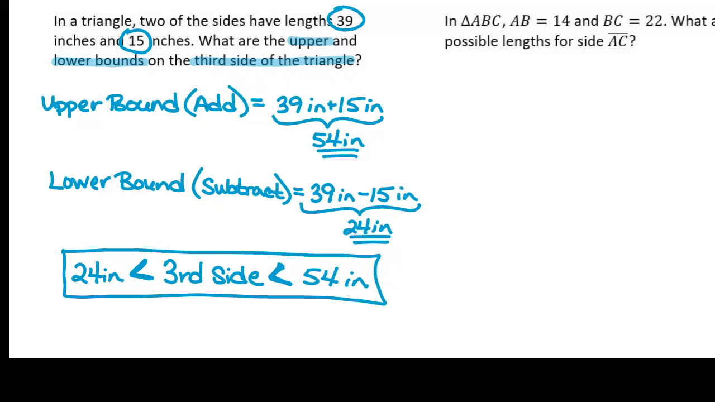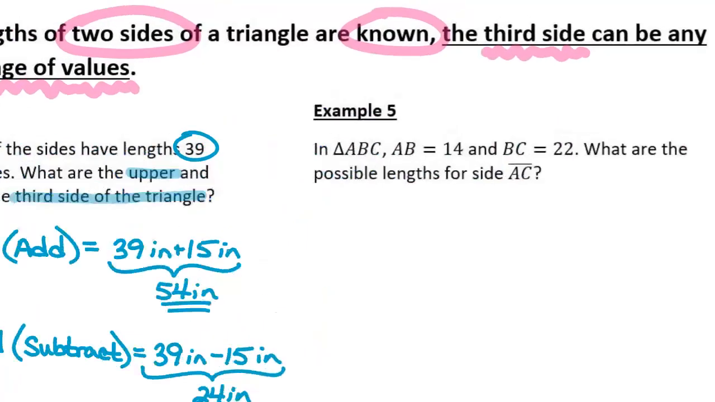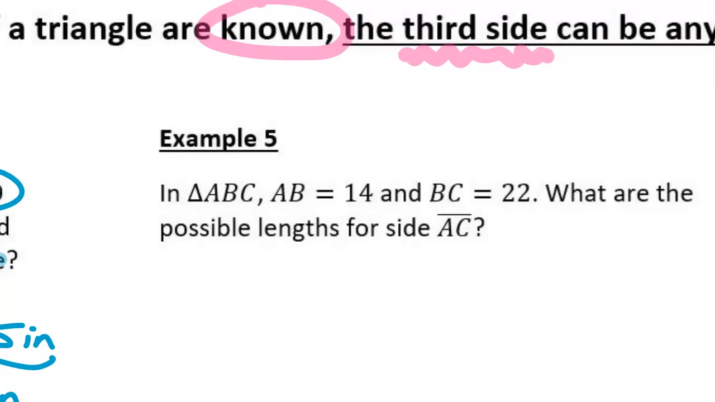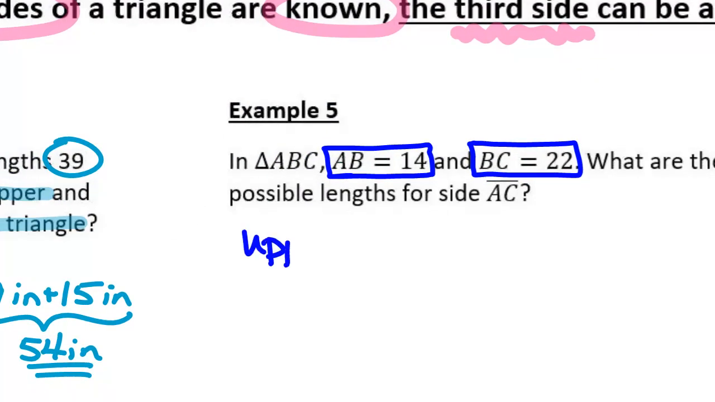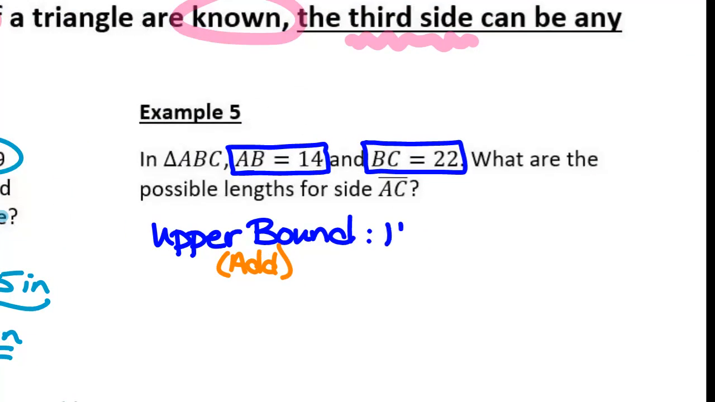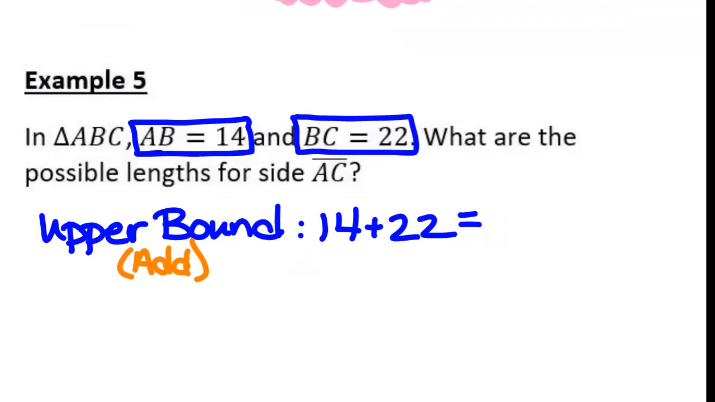Let's try example 5 over here. What are the two known sides that we have? 14 and 22. So to find my upper bound, I'm going to add. So I'm going to add 14 and 22 together, and that would give me what? 36.